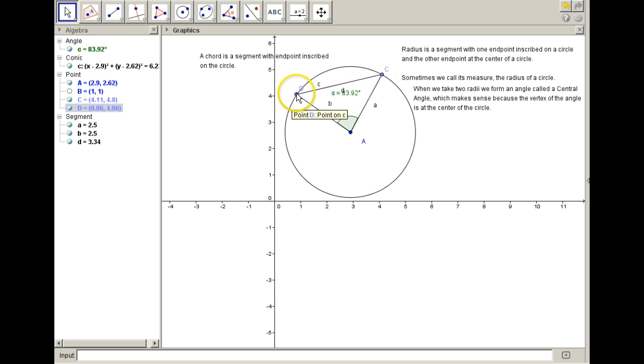Okay, that's a chord. Now as I move this around, if I get it to where it goes 180 degrees, guess what that chord is doing? It's going through our center. Okay, that's what it's going to do.